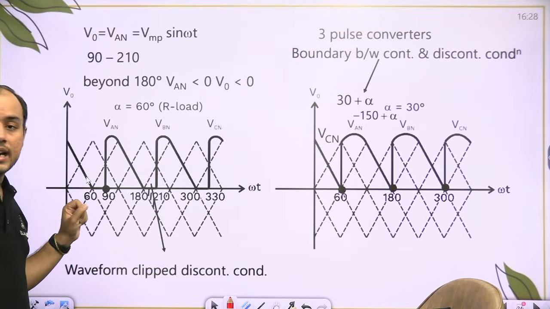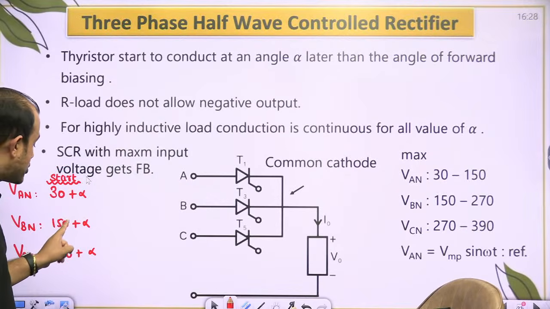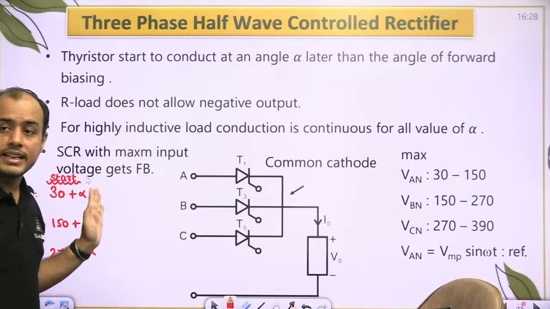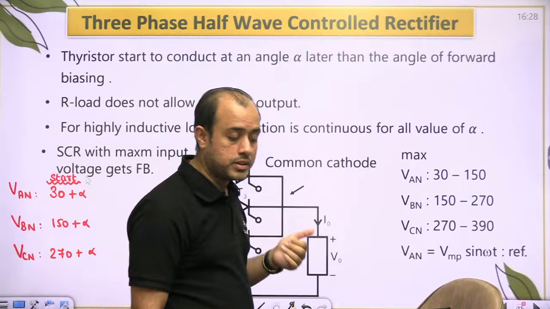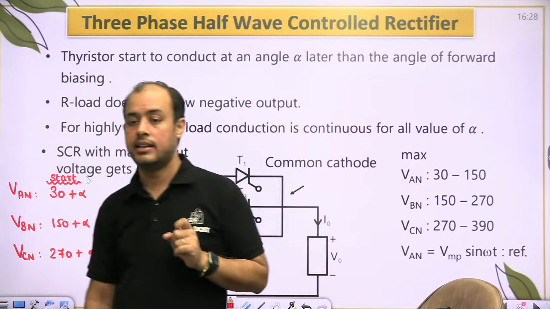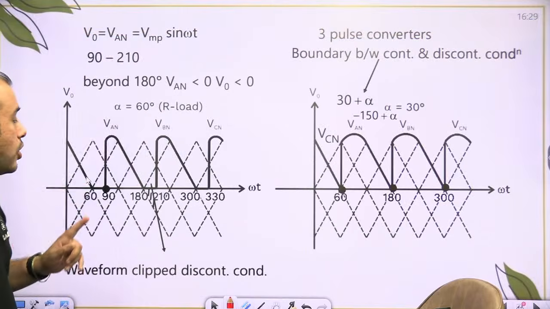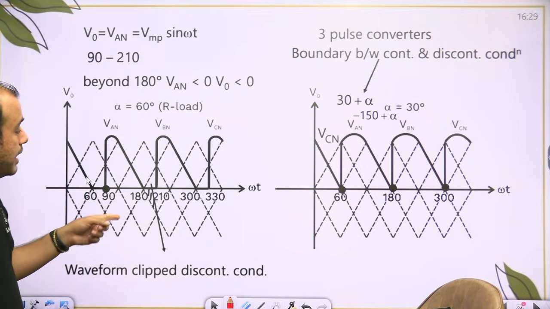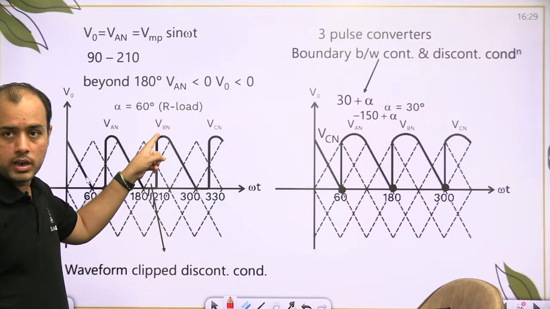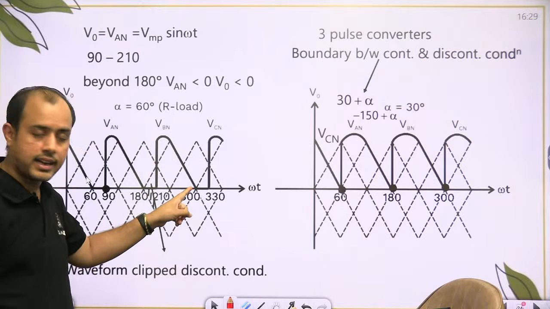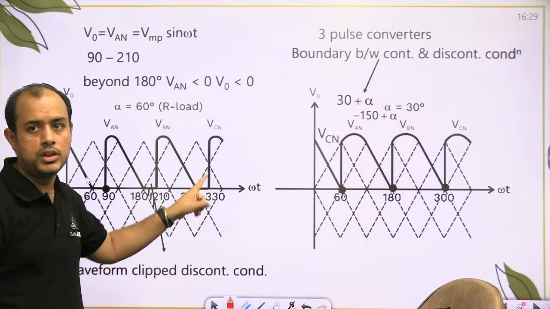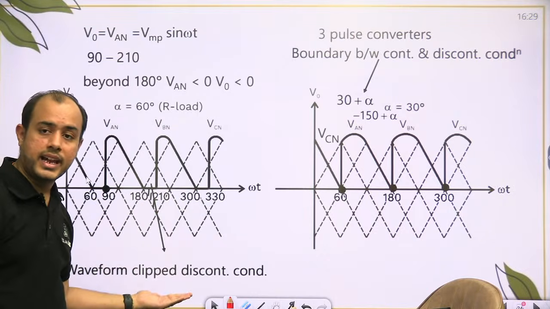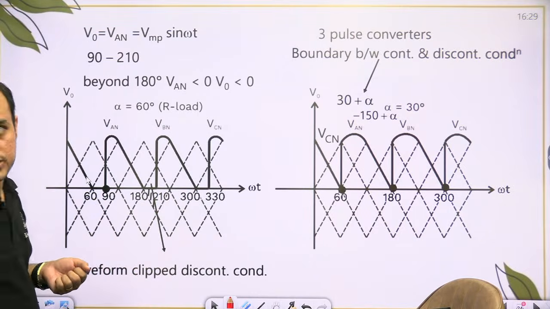So AN will start at 90. Ideally, it should continue till 210 when BN comes. AN 90 पे शुरू हो रहा है, कायदे से इसे 210 डिग्री तक जाना चाहिए जब BN आता है. But it is a R load, so it cannot go beyond 180. It will stop at 180. But BN will come from 210 till 300. Again, cannot become negative, stays 0. Then CN. So waveform is clipped. That means you are getting discontinuous conduction.